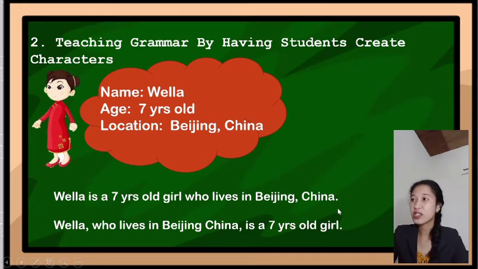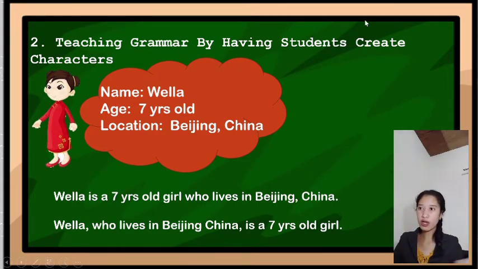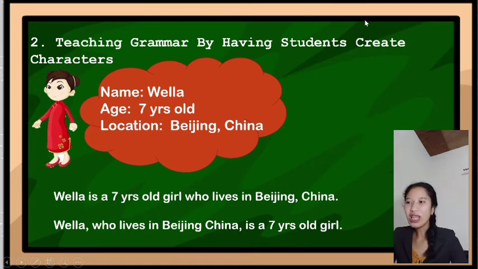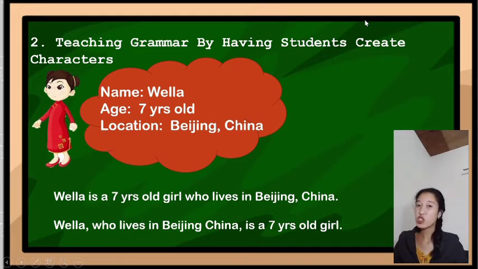Did you see it? All the information is fit and constructed into one sentence. Did you get it? Now let's improvise it. Improvise the first sentence. Here, I've improvised it: Wella, who lives in Beijing, China, is a 7-year-old girl. So I just paraphrased, jumbled the words, but in an accurate way. Did you get it? Now let's proceed to the next slide.